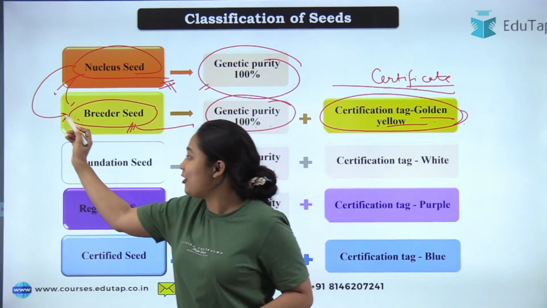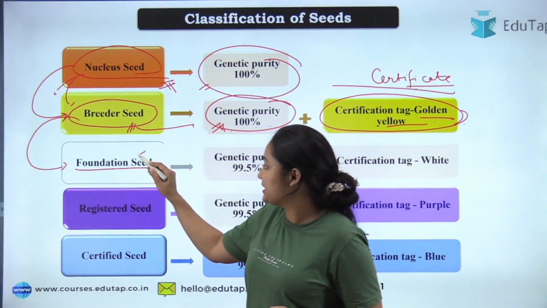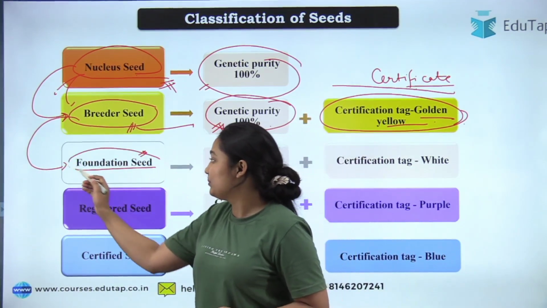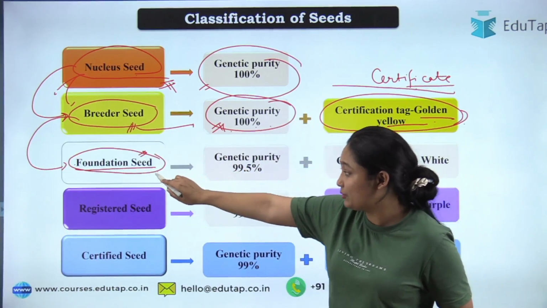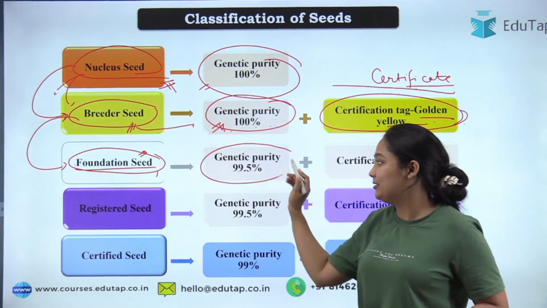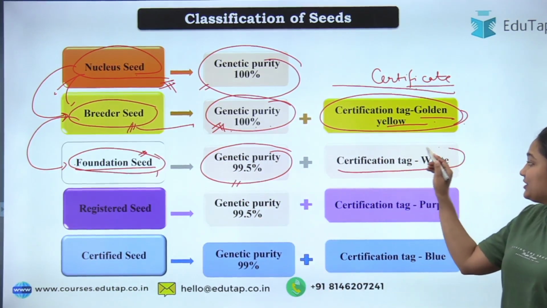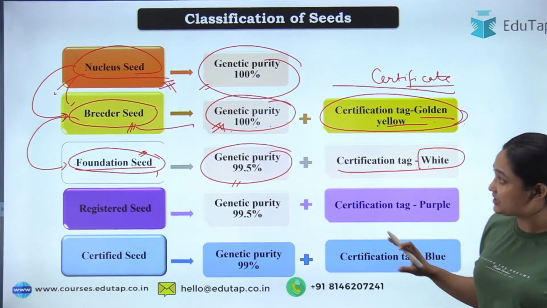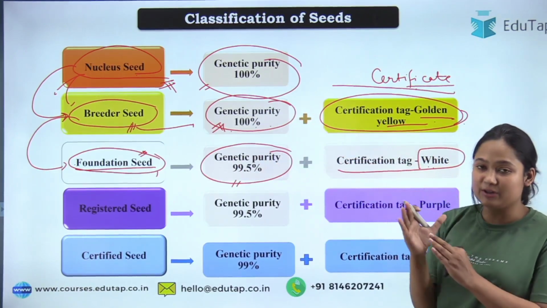Then from your breeder seed, the foundation seed will come. Suppose there are some government agencies or private agencies that want to multiply the breeder seed further. They will call it foundation seed, and the genetic purity will be around 99.5%. Then the certification tag given for the foundation seed will be white color. I think this is quite easy. There is not much to grasp, you just have to remember all these things.